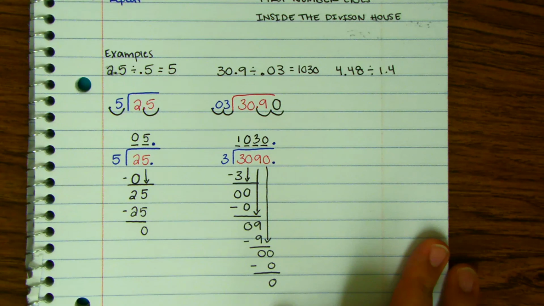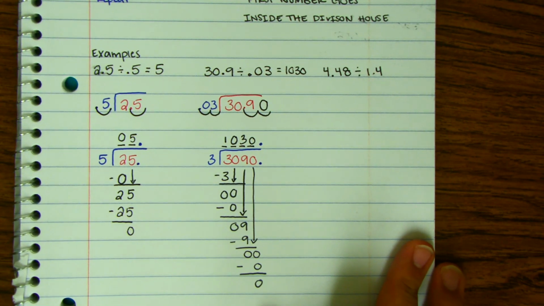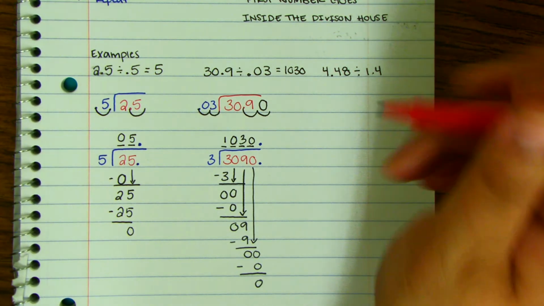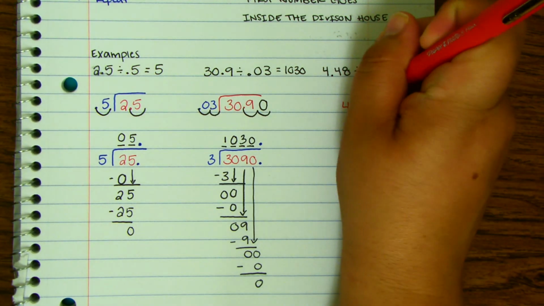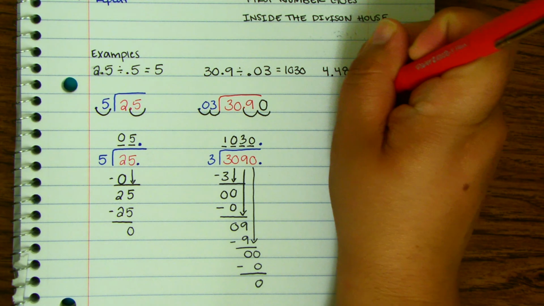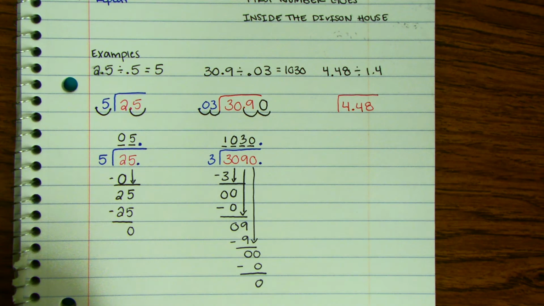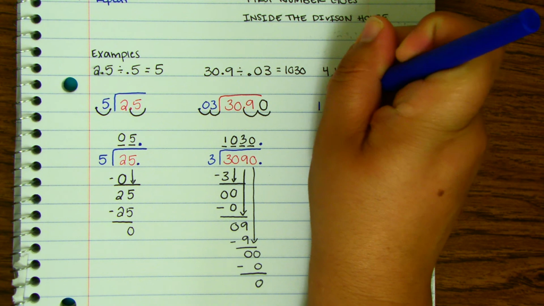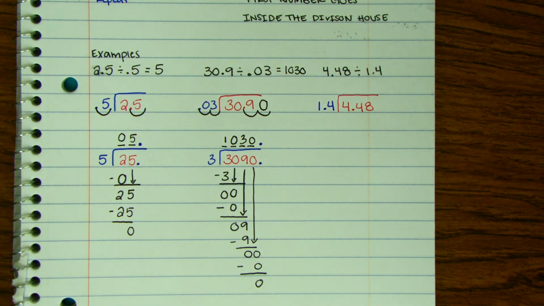So my last problem, I'm going to scoot it over. My last problem is 4.48 divided by 1.4. So 4 and 48 hundredths divided by 1 and 4 tenths. So first step, as always, we are going to write this out as a regular division problem. 4 and 48 hundredths goes on the inside of the house because it is the dividend. It's that first number. And 1 and 4 tenths goes on the outside because that is the divisor.